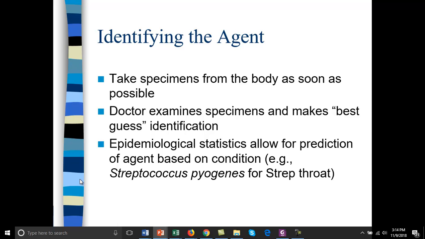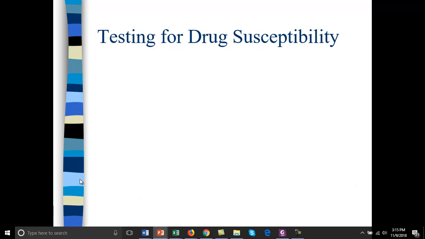Also, epidemiological statistics, even within a medical practice, if you're seeing a lot of a particular disease associated with a particular area, then your best guess identification may be good enough. So like Streptococcus pyogenes for strep throat. Then you want to do a culture for confirmation, but probably while that culture is incubating, you would want to give that patient a prophylactic antibiotic just in case. Okay, because you want to start treatment right away. If you let an infection go too long, then it can start to cause organ damage itself.